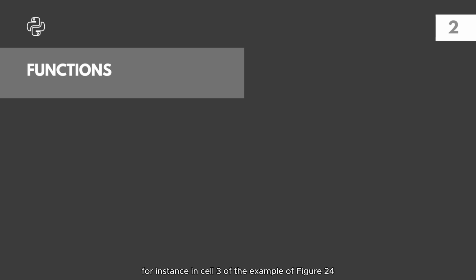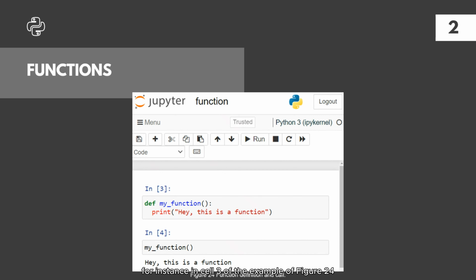For instance, in cell 3 of the example of figure 24, we have used the keyword def to define a function named myFunction, and then a colon is used to start the indentation from the next line, that is, the body of the function consisting of statements that will be executed when it will be called. In cell 4, we have called the function using the function name like this, myFunction. Upon calling it, the print statement has displayed the text written to it, hey, this is a function.